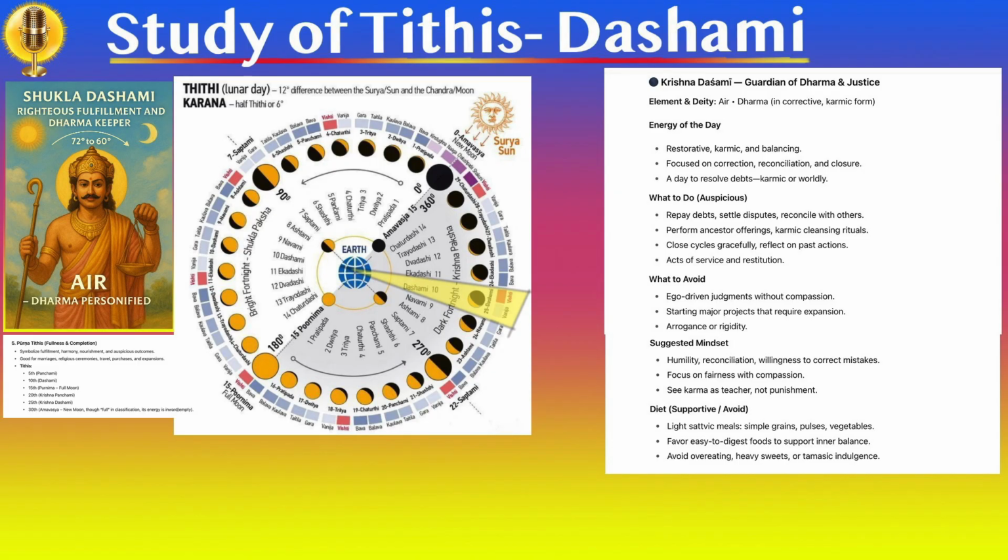Karmic cleansing rituals are also good. Close cycles gracefully. Reflect on past actions. Acts of service and restitution. What to avoid? Ego-driven judgments without compassion. Starting major projects that require expansion. Don't start that. Avoid that, because it's a waning moon, okay? That's what I said. You have to differentiate between the Shukla and Krishna side. Arrogance or rigidity also has to be avoided.